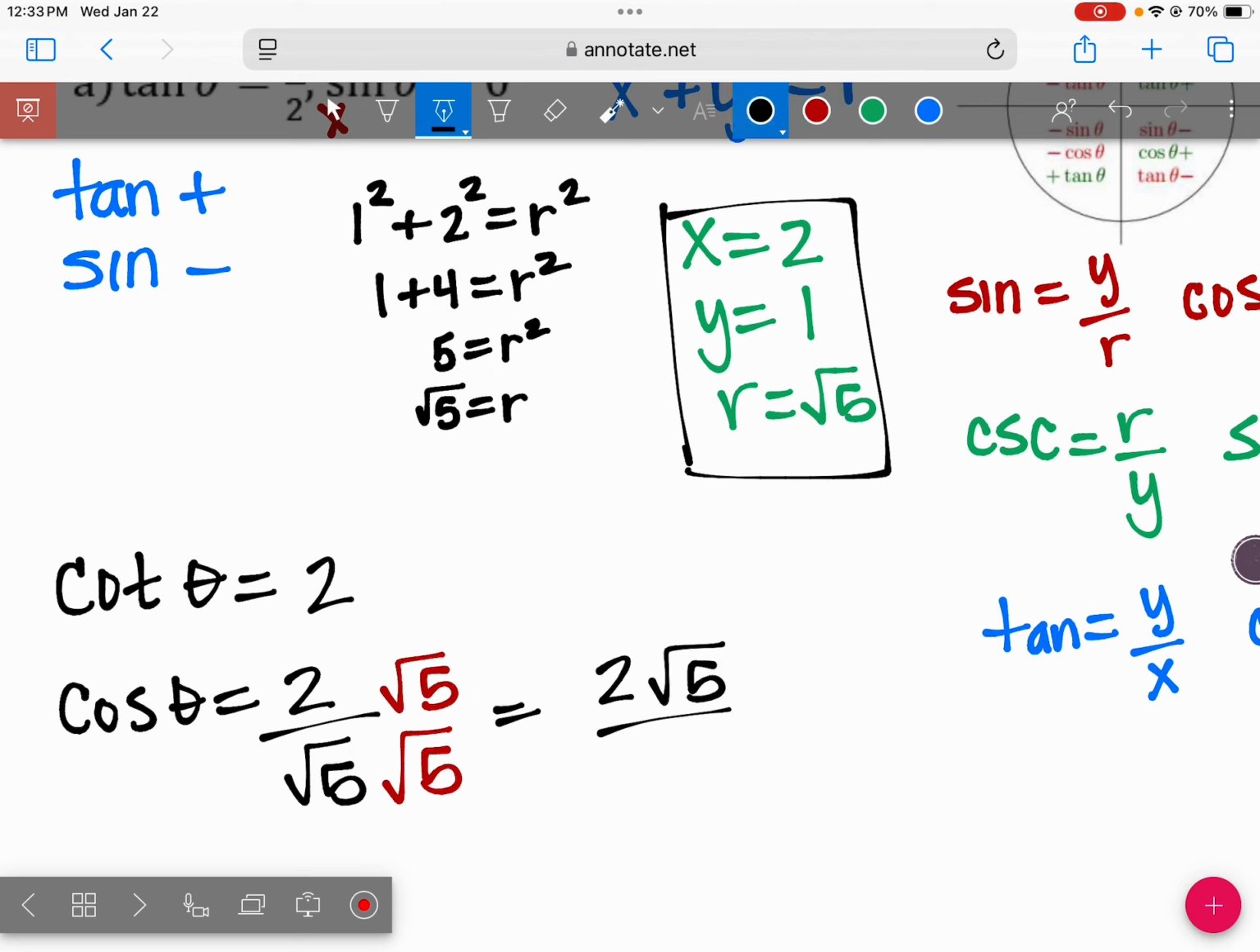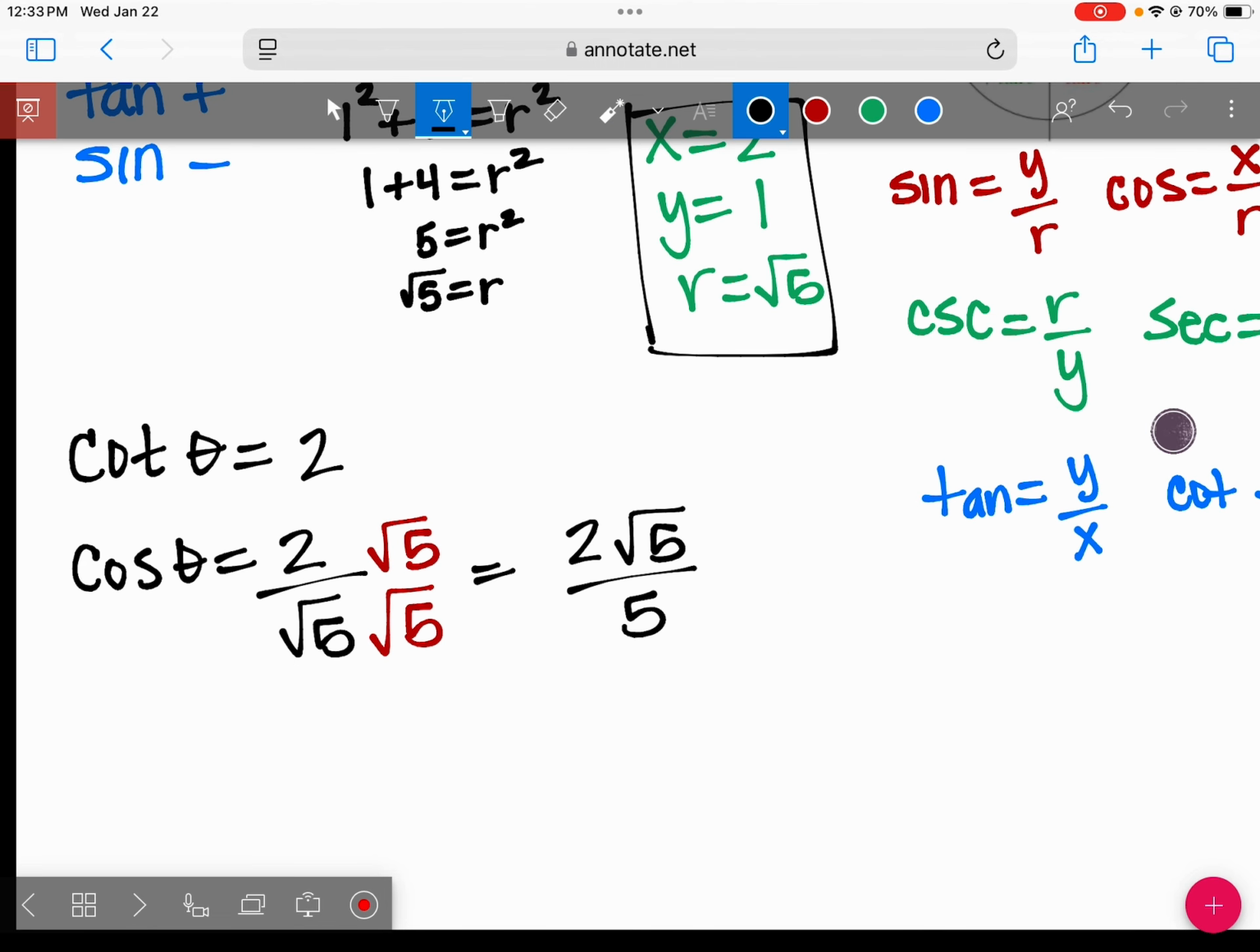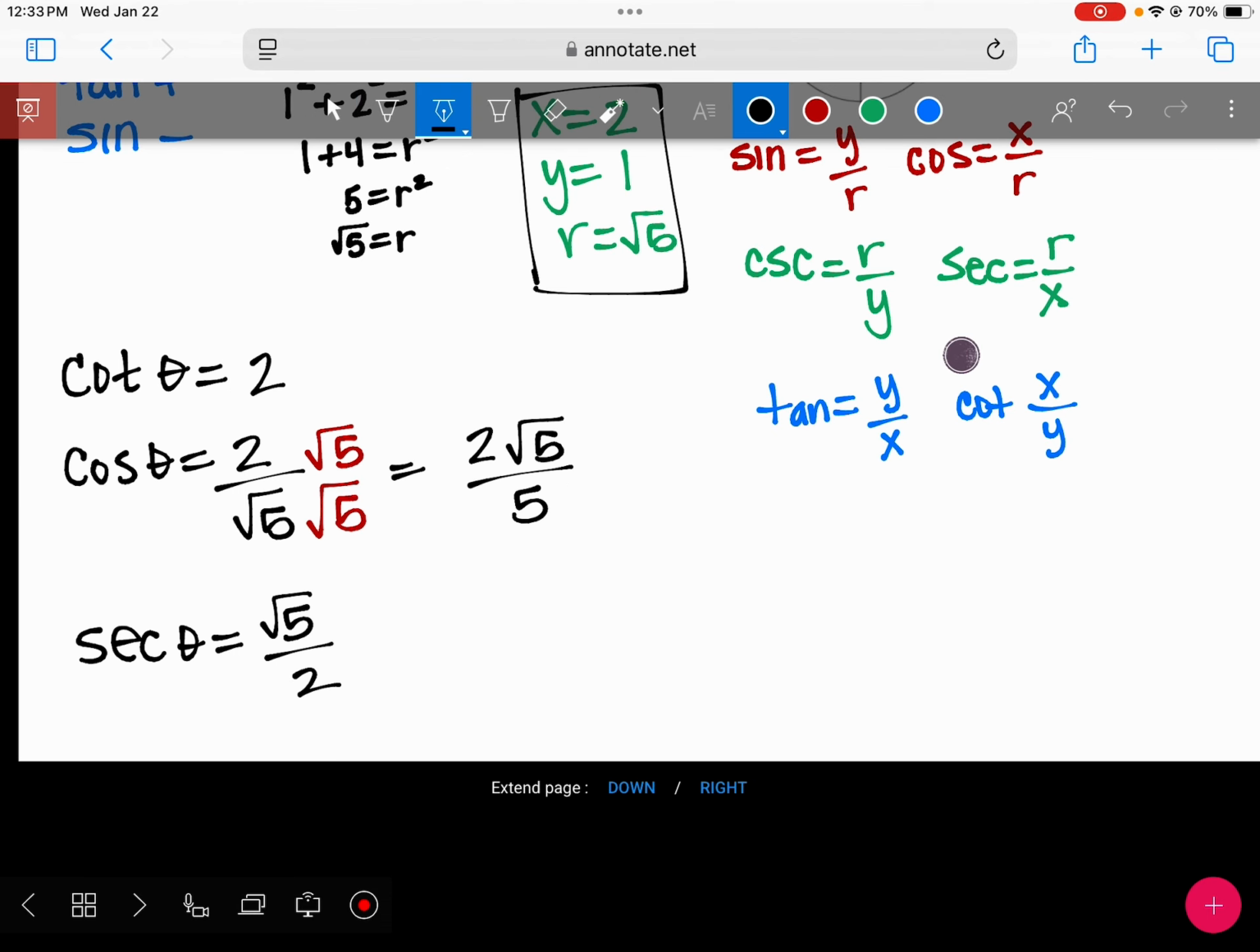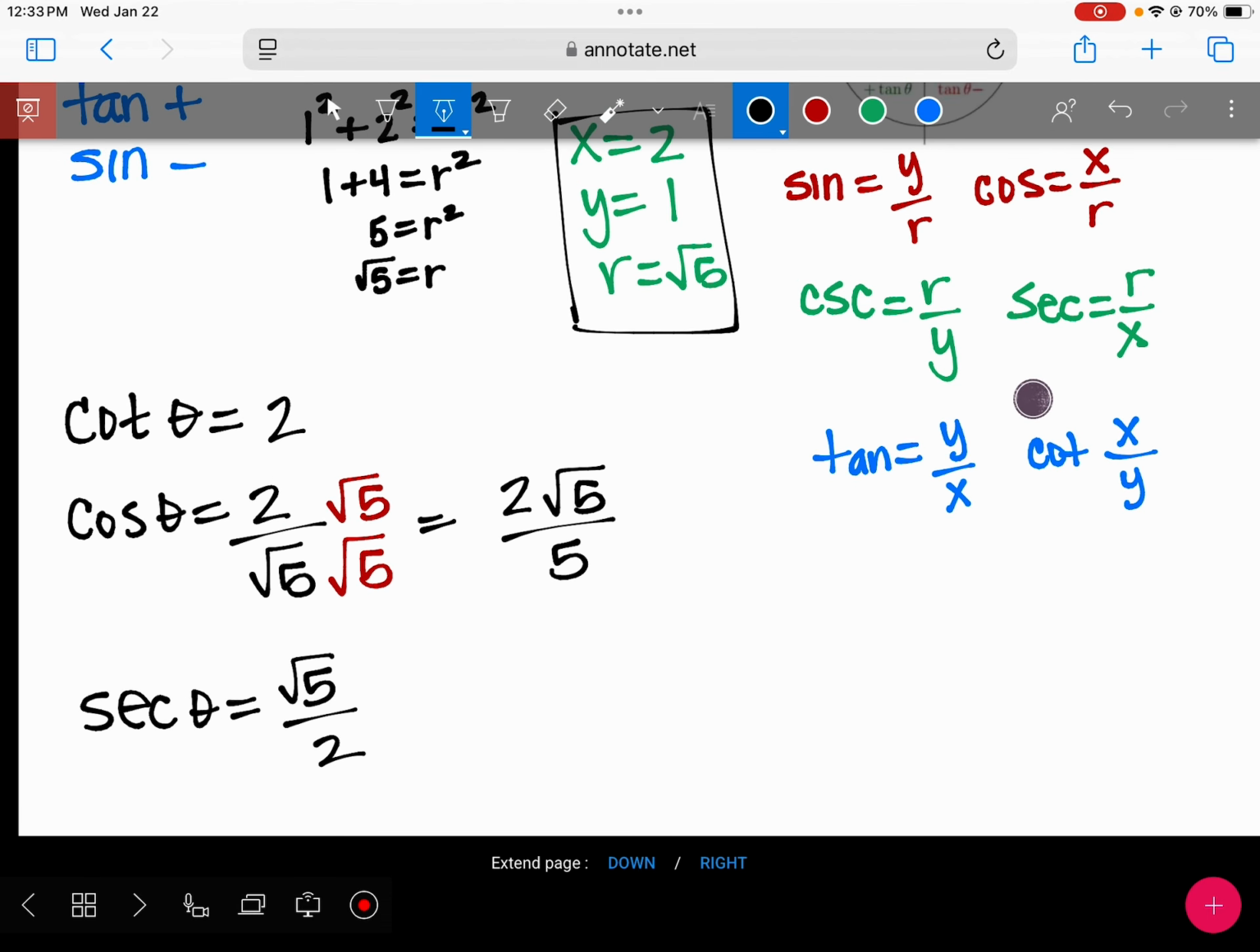And we're going to get 2 root 5 over 5. Now, normally at the end, I go back and put my positives and negatives. So now we're going to find the sister. The sister to cosine would be secant. And that's just going to be root 5 over 2. We don't need to rationalize that. That's my answer. And then we're going to find our sine.